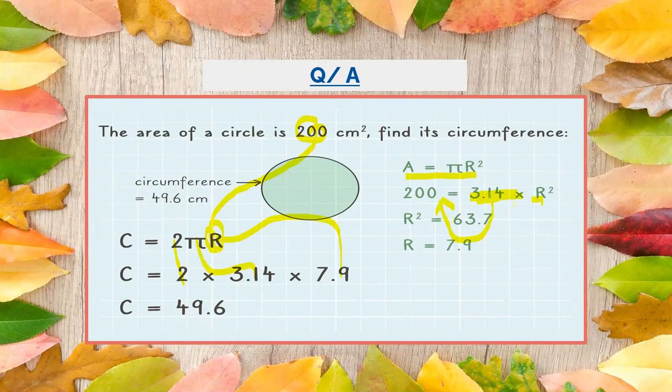When the things which are multiplied move towards the other side of the equality, the operation changes. Multiply always turns into division, while division turns into multiplication, just like plus converts into minus or minus converts into plus. We know about it. So what is happening there? Look over here. A is equal to 200. Pi should be 3.14. R we don't know.